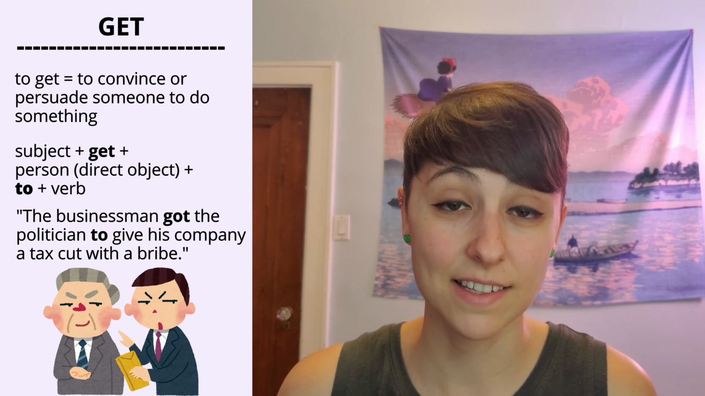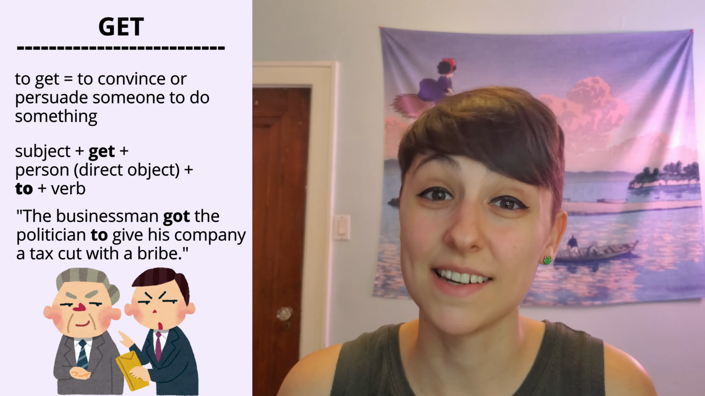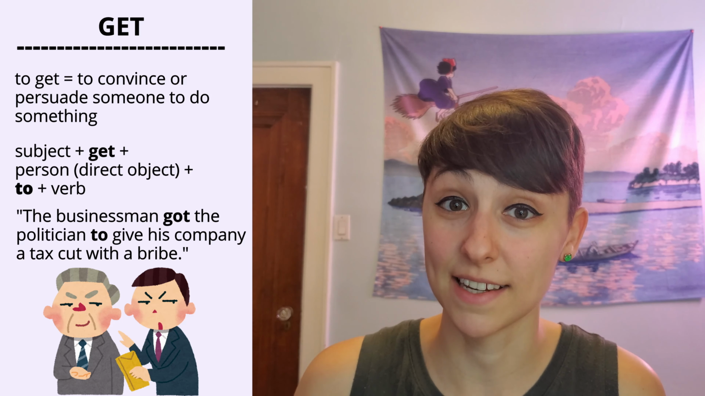The businessman got the politician to give his company a tax cut with a bribe. This means the politician needed some convincing to do what the businessman wanted. So he gave him a bribe in exchange for tax cuts. He got him to give his company a tax cut.